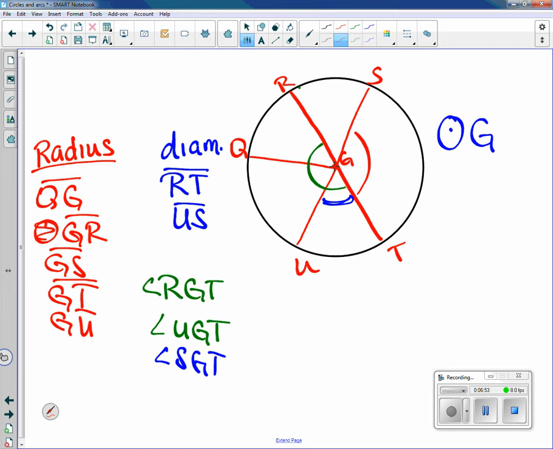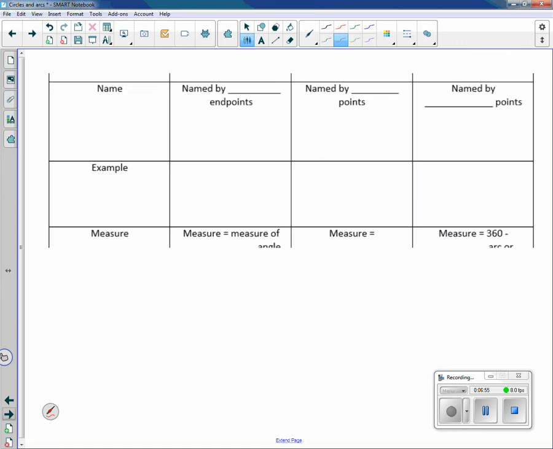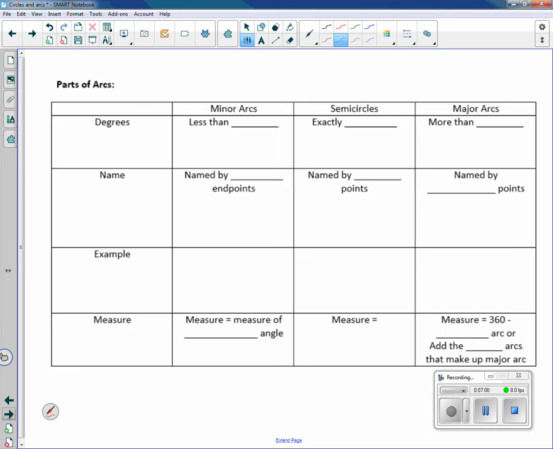All right, now let's talk about parts of an arc. This is where I can come back in now. There are 3 types of arcs. There's a major, a minor, and a semicircle. In a minor arc, the degree is less than 180 degrees. You name it by 2 endpoints.